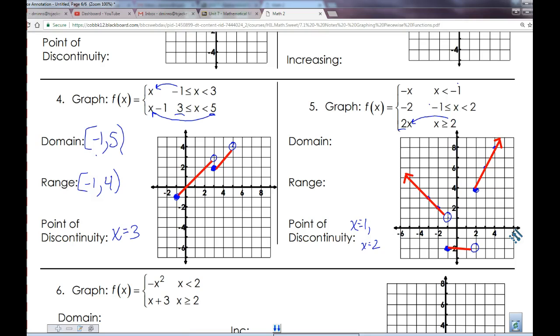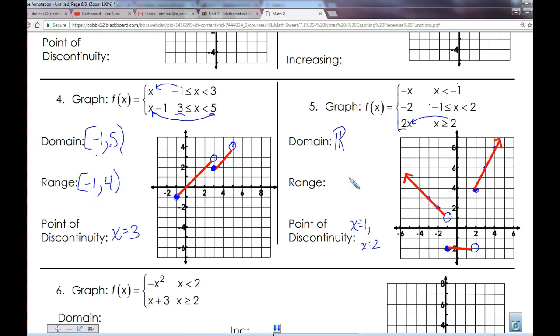Domain, what x values does this thing take? Well, this piece goes to -infinity as we go this way. Here, this piece goes to +infinity. So it looks to me like the domain is going to be all real numbers. Hopefully it looks like that to you as well.